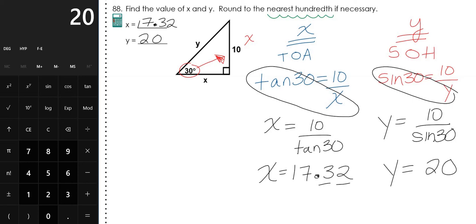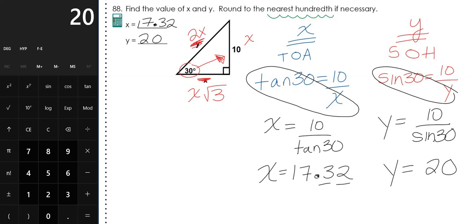Now, the side next to the 30, I'm going to ignore the fact that it says x here. The side next to the 30 is x, or your shortest side, times radical 3. And then your hypotenuse is always 2x. Okay? So again, ignore the fact that it says y.